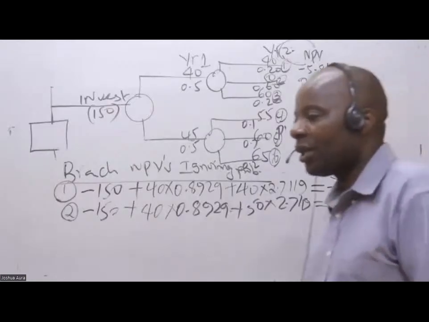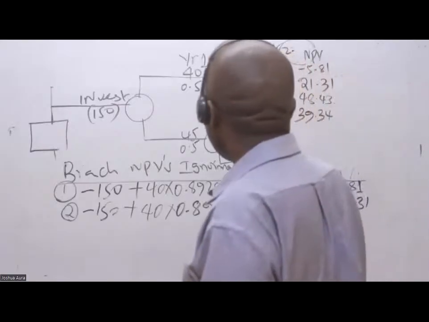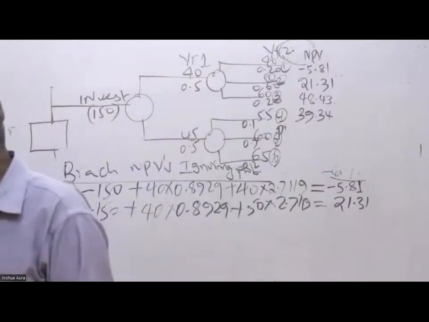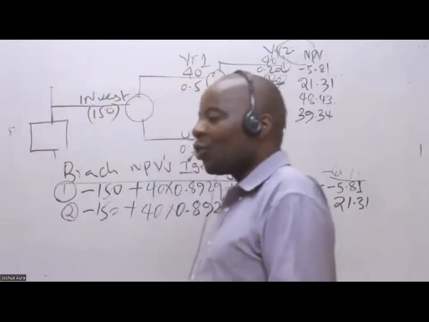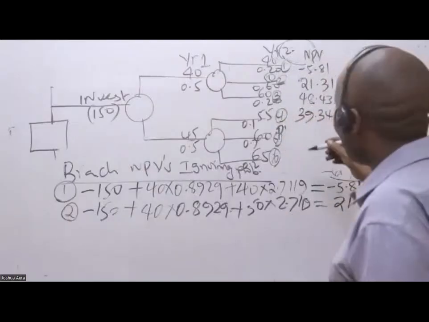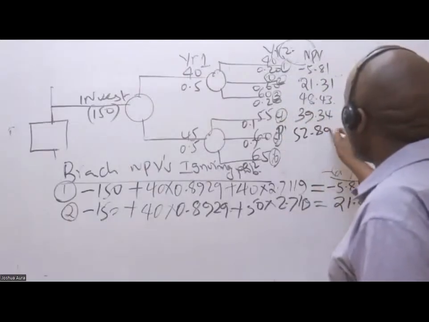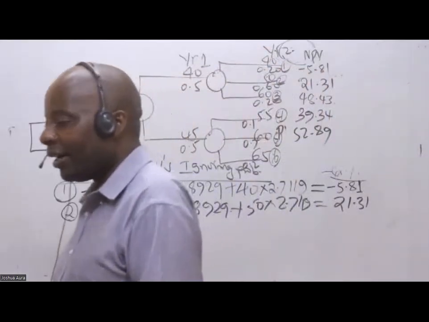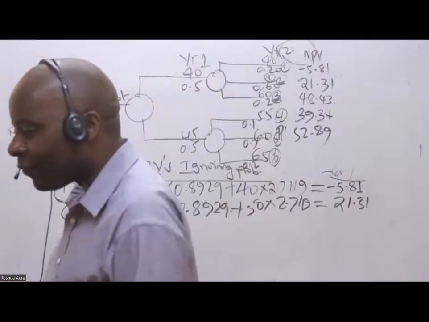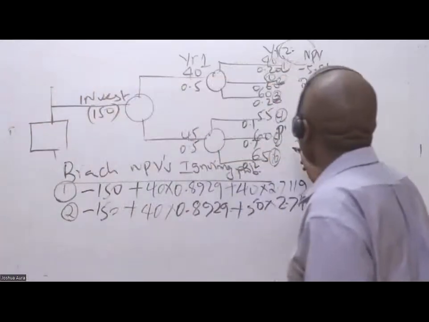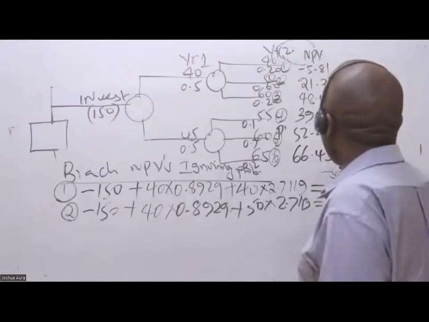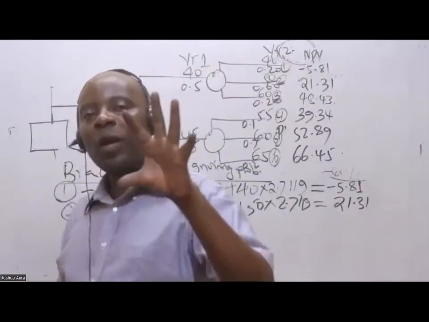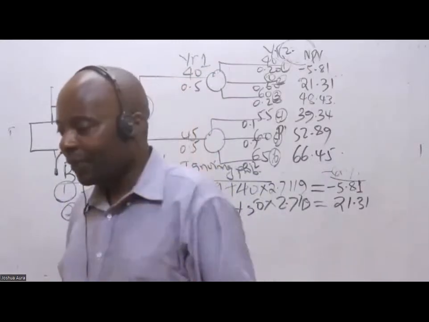So for branch number 5, what is the net present value? Lily. Lily is our true name. 52.89 for branch number 5. Branch number 6, 66.45.